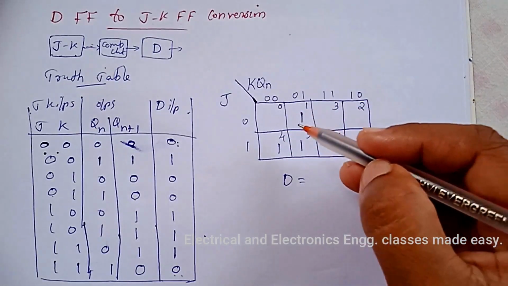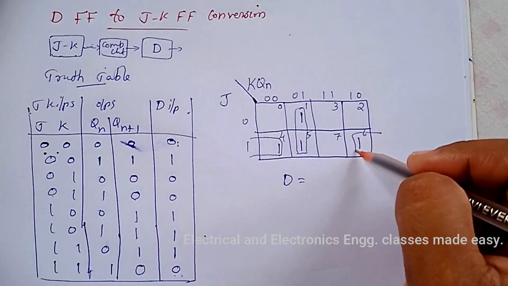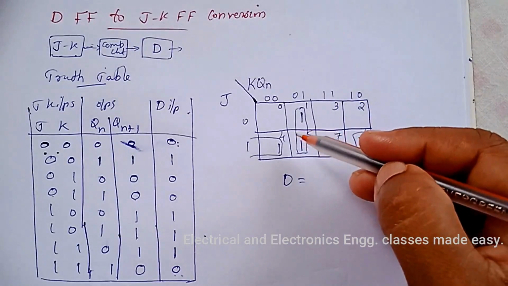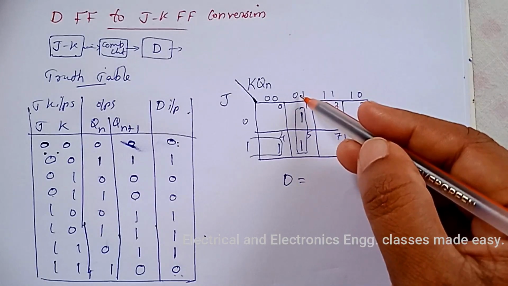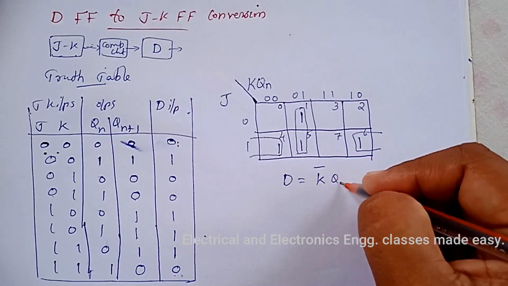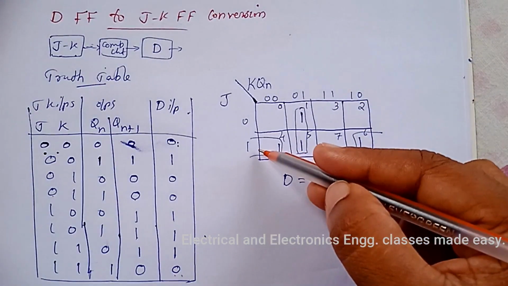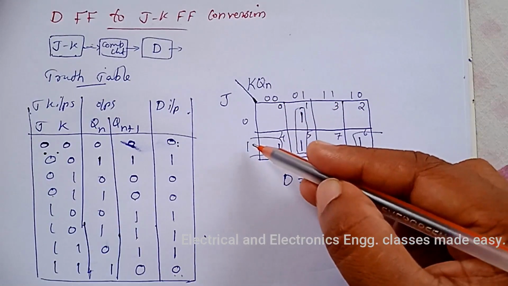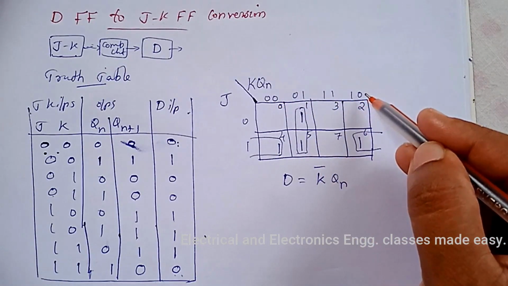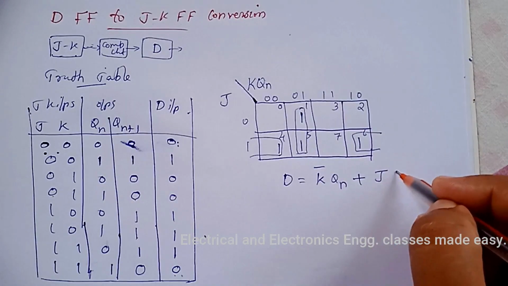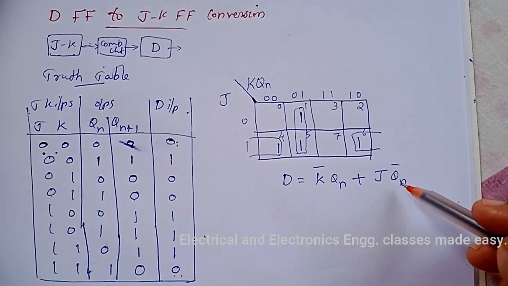So here these two squares we can combine, and also these two squares we can wrap together. So for these two squares, the expression for D is this one, that is K bar into Qn. And for these two squares, the expression is J, and here the constant variable is Qn bar. It is plus J Qn bar. That is D is equal to K bar Qn plus J Qn bar.